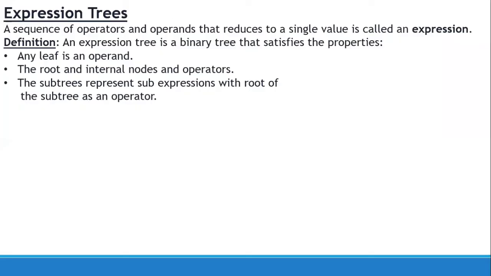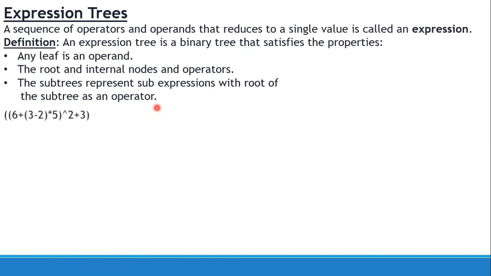Now we will see what expression trees are. First, we will see what an expression is. A sequence of operators and operands that reduces to a single value is called an expression. And an expression tree is a binary tree that satisfies these properties: any leaf is an operand, the root and internal nodes are operators, and the subtrees represent sub-expressions with the root of the subtree as an operator.